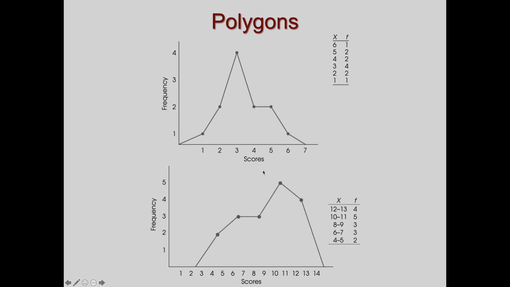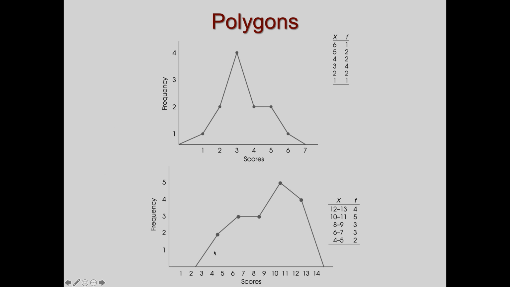The first graph looks like this. The first set of data, here it is, you can see it. Okay, there's 1 1, there's 2 2s, there are 4 3s, there are 2 4s. Remember, F is frequency. There are 2 5s and there's 1 6. But the big difference, well, we'll get to the big difference in a minute.